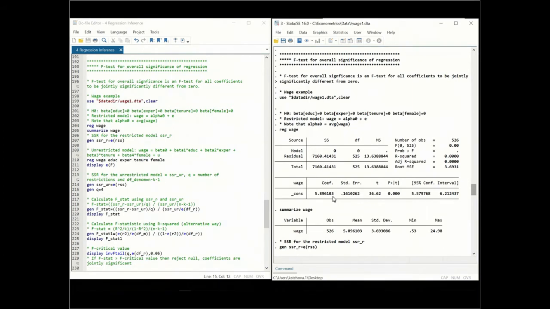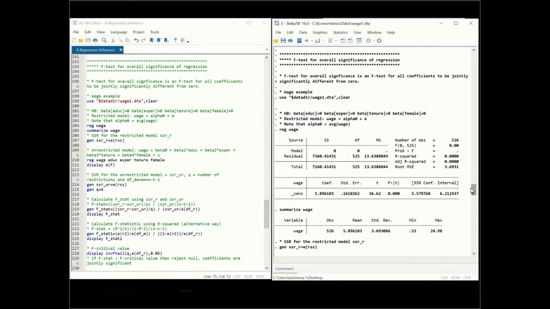Another very interesting thing that's happening with this regression is that the total variation in the dependent variable wage is the same as the residual variation, because if we don't have any independent variables, the model does not explain anything. So everything is a residual variation.